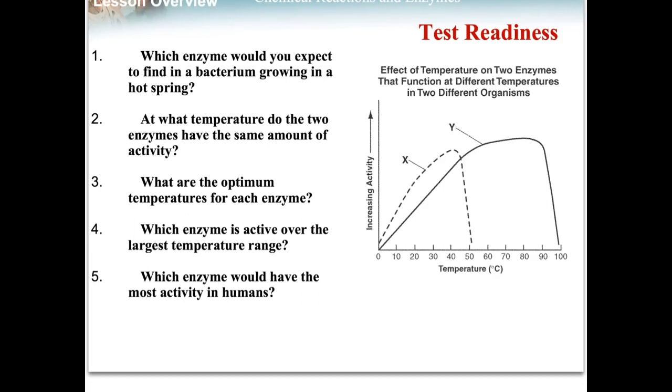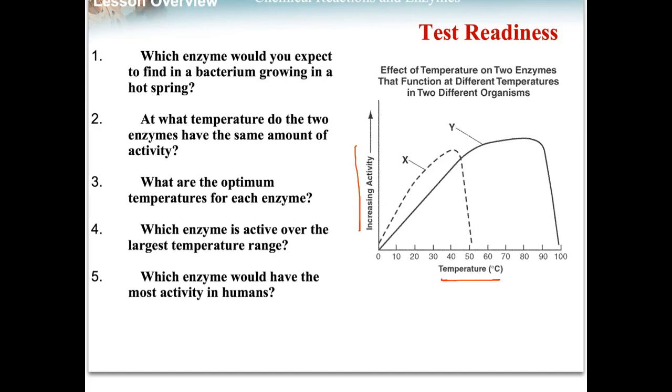There's a lot here on this slide to test your readiness for an exam. Let's look at the first question. Which enzyme would you expect to find in a bacterium growing in a hot spring? Well, on the graph, we can see that we're looking at temperature of the reaction as compared to the enzyme activity. And we have two different enzymes at work. Now, our question in this case has to do with a bacterium growing in a hot spring. So would you think that that would be enzyme X or enzyme Y?